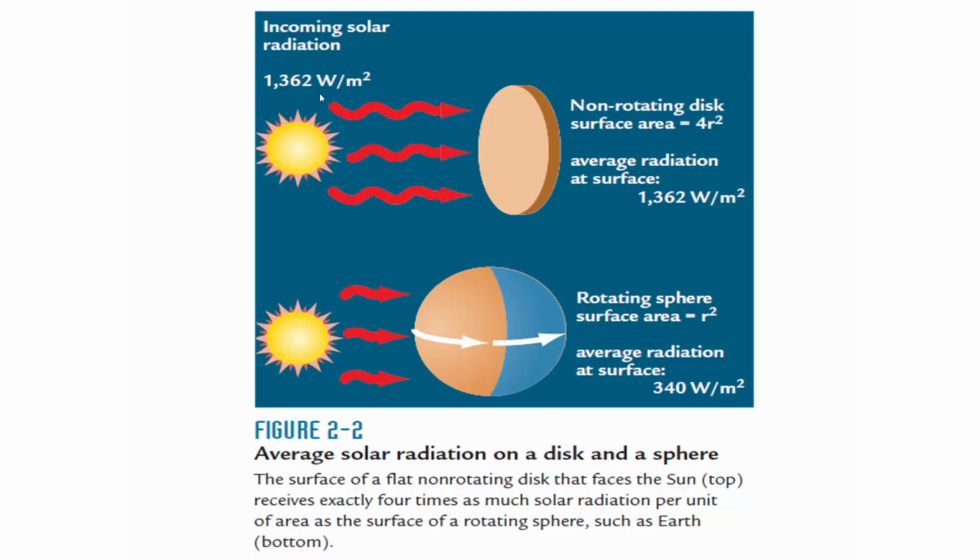But this energy is being spread over a sphere that is rotating, which means the area of the sphere, 4 pi r squared, is what is intersecting this energy and not just a flat disk. So, you have to divide that energy by 4. So, the average energy being intersected per unit area on Earth is 340 watts per meter squared.